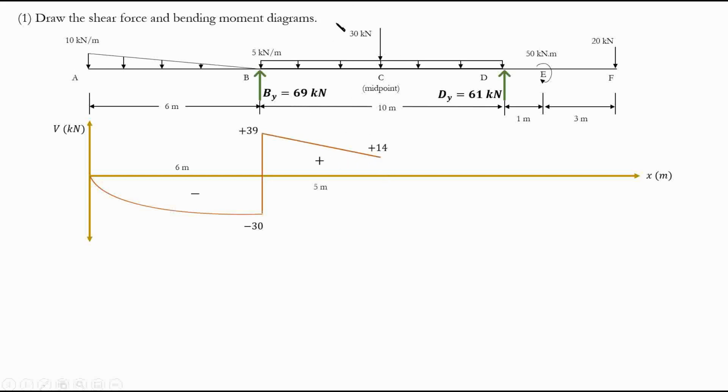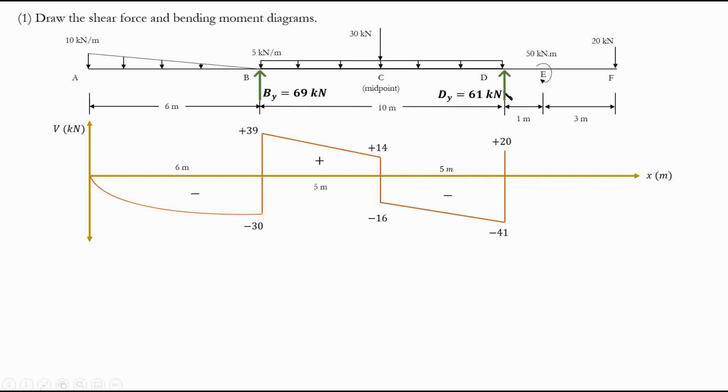And then you have a 30 kilonewton load going down. So positive 14 minus 30 is going to be negative 16. And then again, we're going to go down another 25, right? It's 5 times 5. Negative 16 minus 25, it's going to be negative 41. Now we are at point D. At point D, again, we have another reaction. It's going up. So negative 41 plus 61, it will be positive 20.